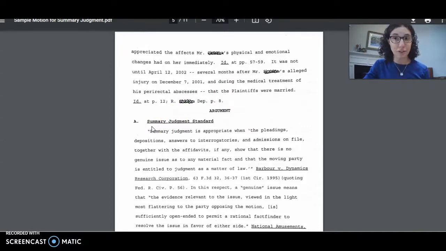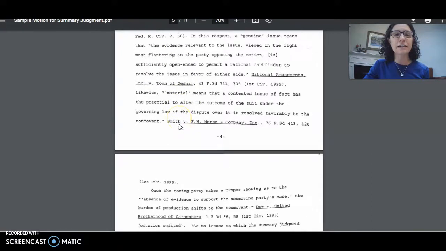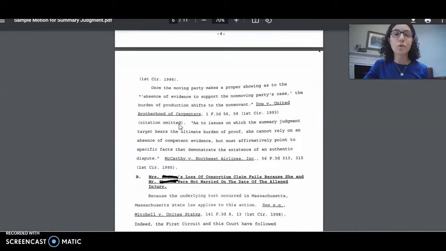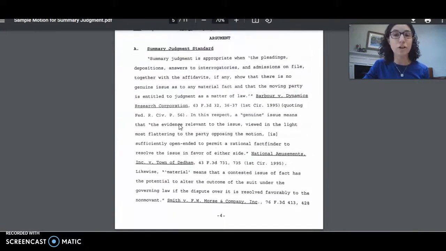Summary judgment standard. Now notice this one looks like two paragraphs. Yours does not need to be this long. We'll talk about it next week. Also note this particular summary judgment standard paragraph cites First Circuit cases. Why does it cite First Circuit cases?